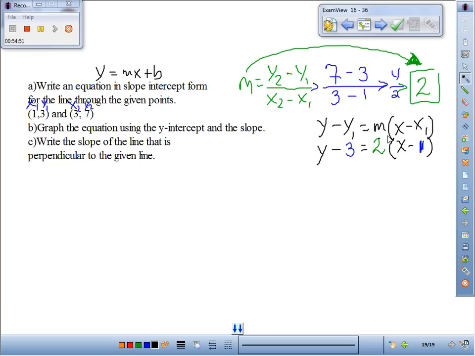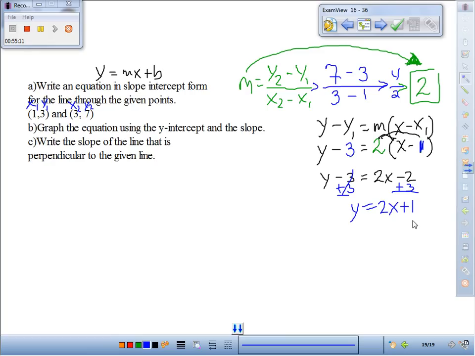So let's distribute. 2 times x and 2 times negative 1. So this is 2x minus 2. I bring this down, y minus 3, and I solve for y. Plus 3 plus 3. Y equals 2x plus 1. Does this equation look like this form? Yeah, so we're done. Part A is done.